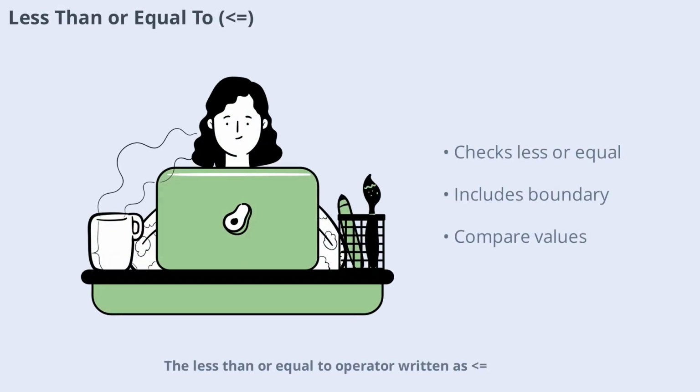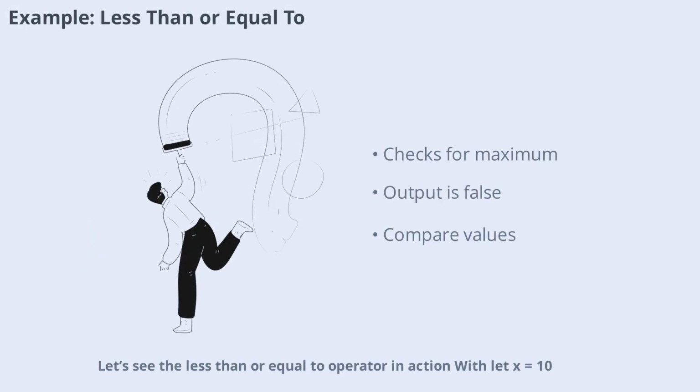The less than or equal to operator, written as <=, checks if one value is less than or equal to another. For example, console.log(x <= y) will return true if x is less than or equal to y. This operator is useful for checking if a value is within a certain range, such as age restrictions or maximum limits. See the less than or equal to operator in action.